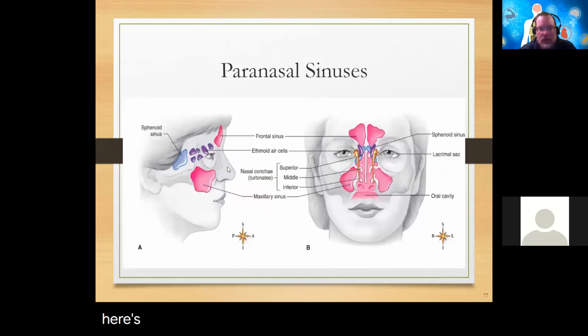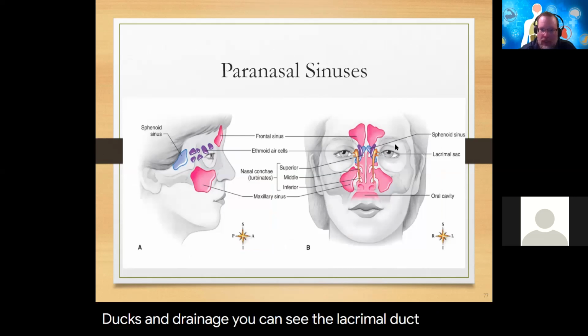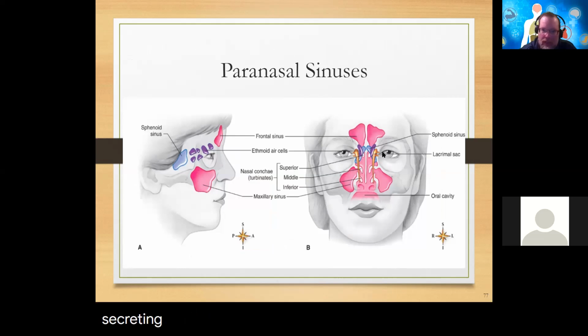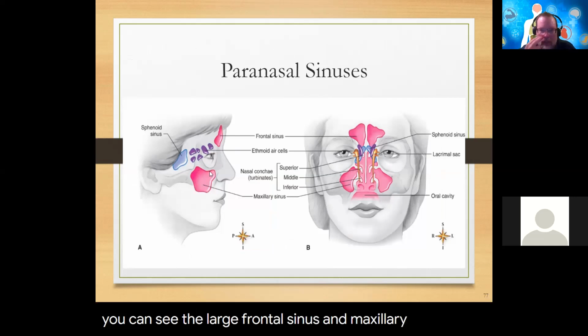And then here's the illustration of where those sinuses are located and the ducts and drainage. You can see the lacrimal ducts. This is again the drainage system for the eyes. The actual lacrimal gland is going to be up here secreting tears, right around in here, and then they're going to drain down into these areas of the nasal cavity, including those sinuses. So you can see the large frontal sinus and maxillary sinuses. Okay, those we can get to.